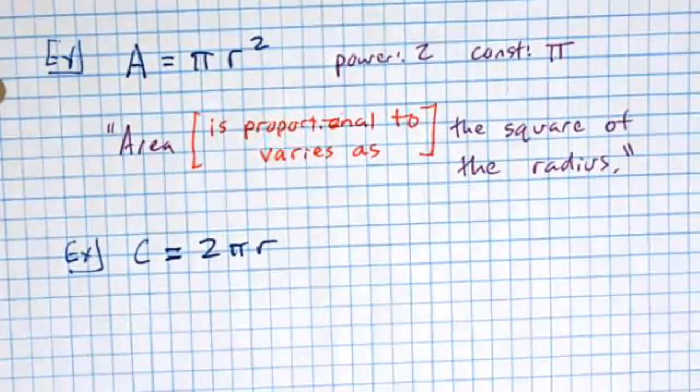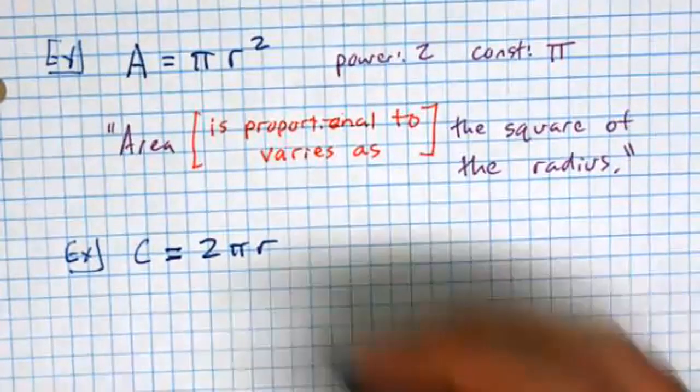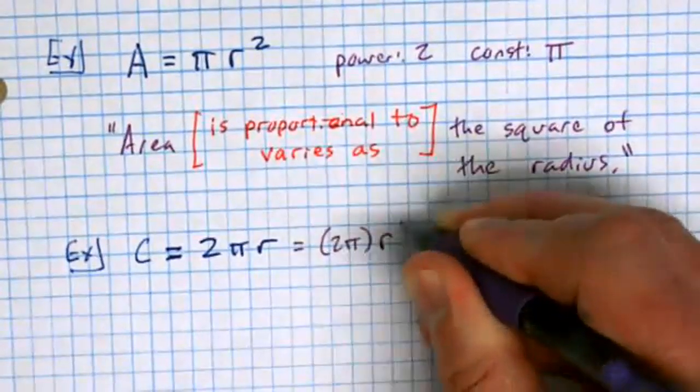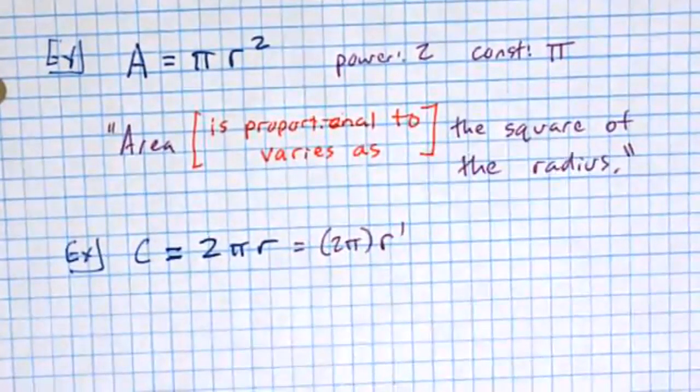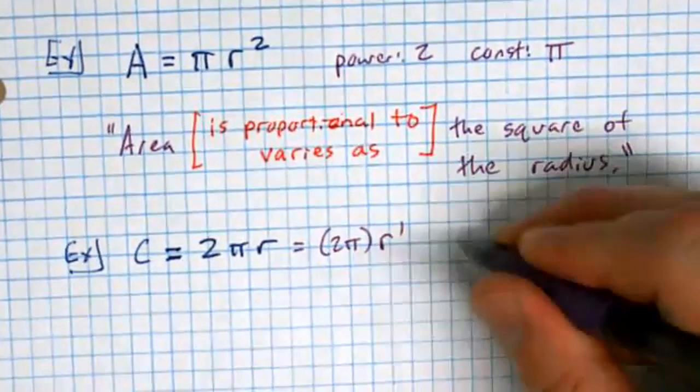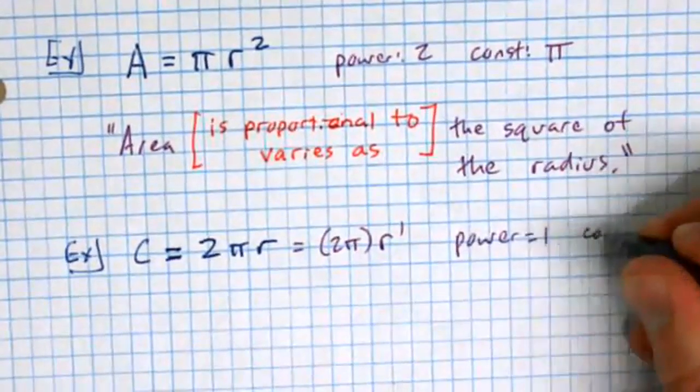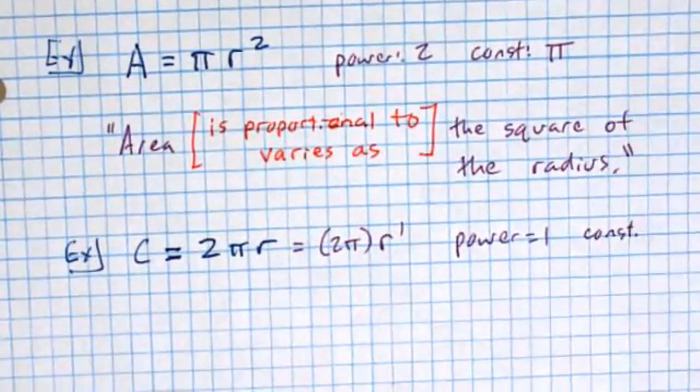That's a power function, isn't it? Kind of. I could rewrite that as 2 pi times r to the first power, couldn't I? That's a power function. Yeah. Power is 1. Constant of variation is 2 pi.